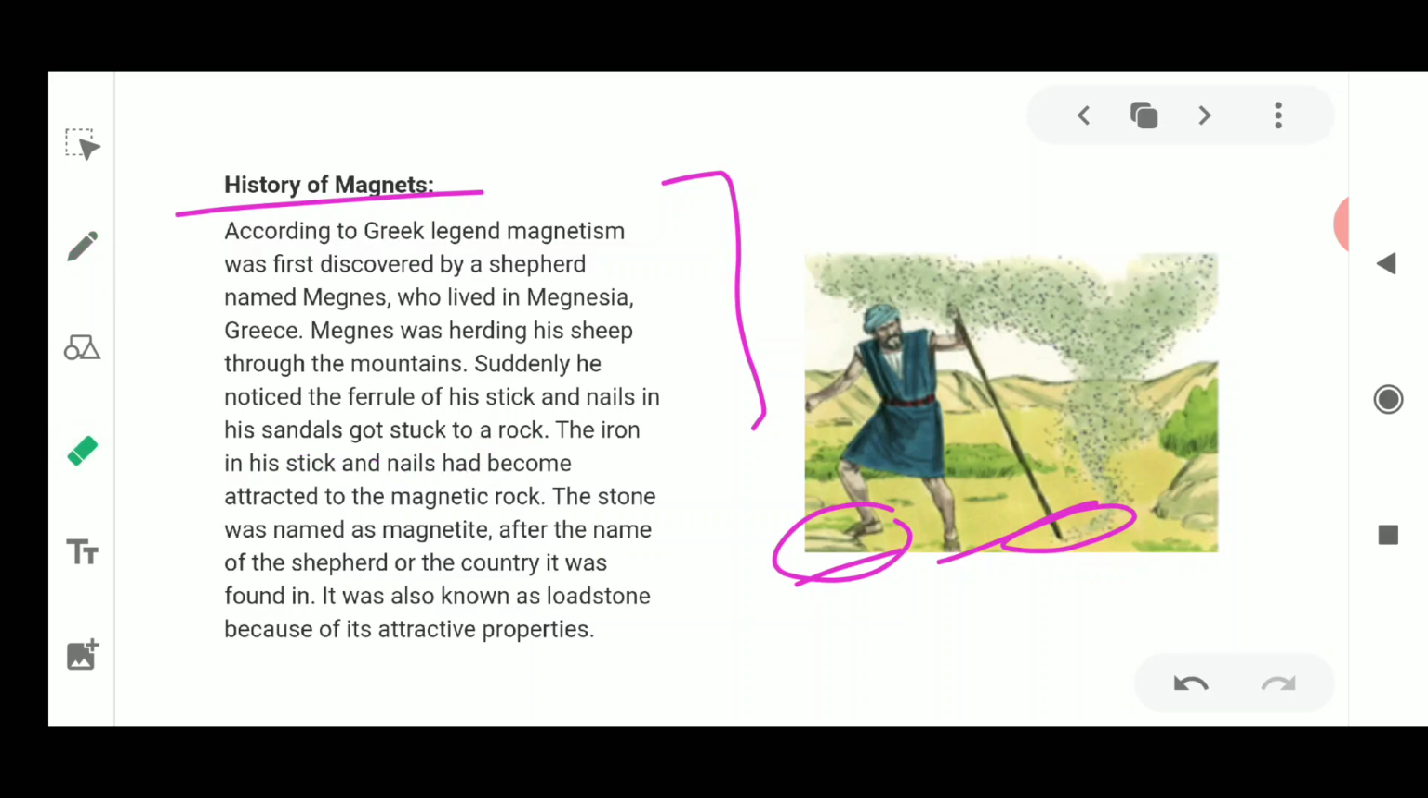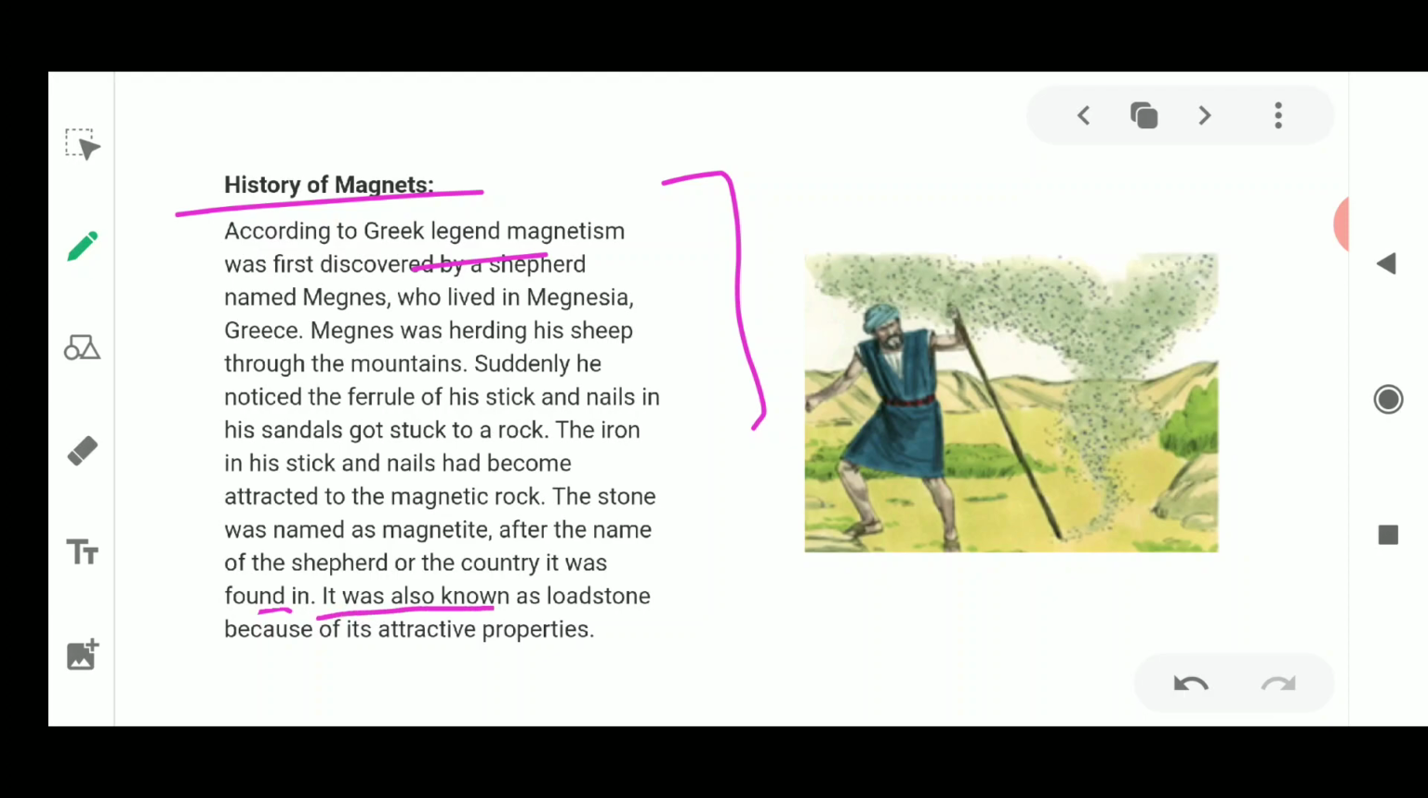Now the iron present in his stick and the nails were attracted towards this magnetic rock. So from here the word magnetic rock has arrived. He thought that some problem had happened, or wondered why this magnetic rock had attracted his nails and his stick, which was made of iron at its edge. The stone was named magnetite, after the name of the shepherd or the country it was found in. So the word magnetite has arrived from this Greek legend.